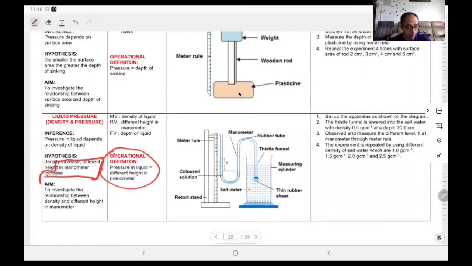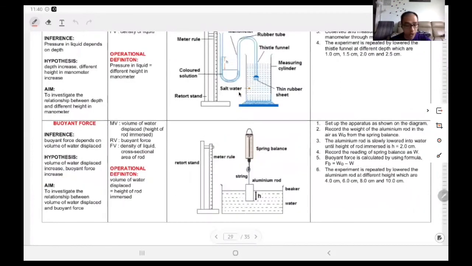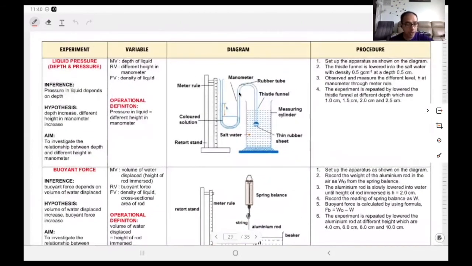sorry, this is depth. I should be showing you the depth question. This is the depth question. My mistake. Pressure in liquid depends on depth. The bigger the depth, the bigger the pressure. You can also write pressure over here. You don't have to write this, but you have to operationally define pressure in liquid as represented by the difference of height in the manometer. Then the aim and everything.